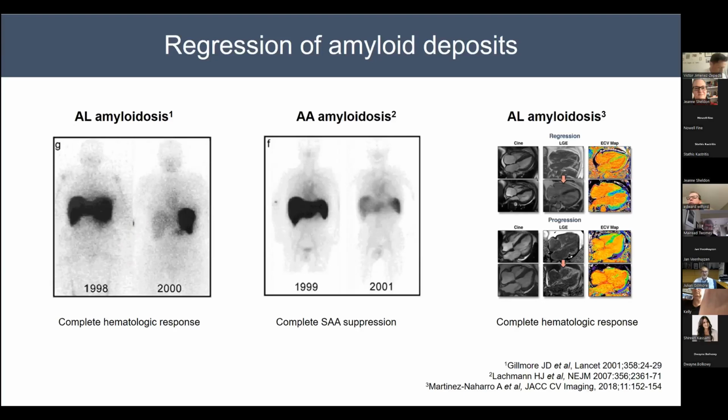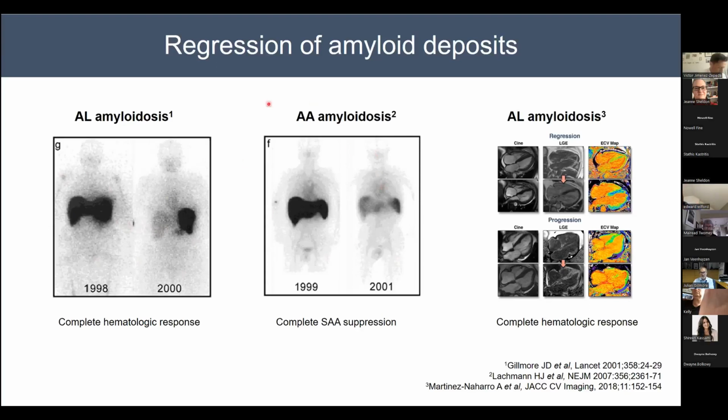So the two scans in the panel on the left here are taken from a patient with AL amyloidosis who received chemotherapy and achieved a complete hematologic response, resulting in removal of the amyloid-forming light chain from the circulation. And you can see regression of amyloid from the liver, the spleen, and the bones.